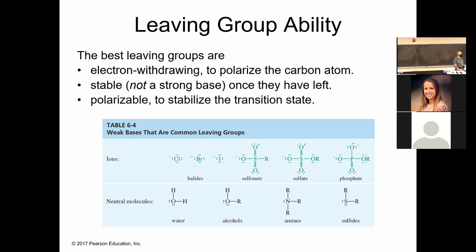Okay, so these are some examples of common leaving groups. The halides, you can also have sulfonates, sulfates, phosphates as leaving groups. Also some neutral molecules, such as water, alcohols, amines, and sulfides. In Thursday's lab, we're going to do a substitution reaction, and water is actually going to be the leaving group in that reaction. Hydroxide is a strong base, so hydroxide is a very poor leaving group.